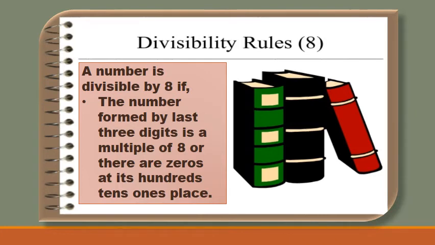Here is the divisibility rule for 8. A number is divisible by 8 if the number formed by the last 3 digits is a multiple of 8 or there are zeros at its hundreds, tens, and ones place.